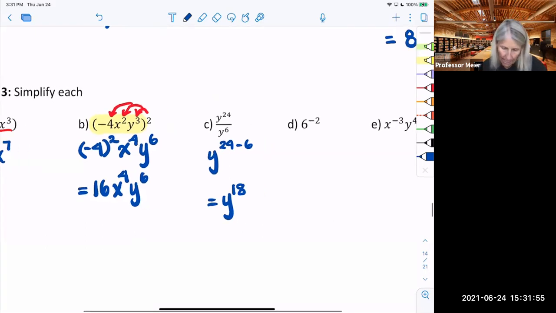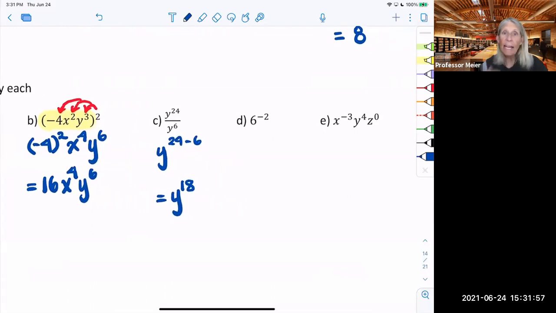Okay, problem D, we have something with a negative exponent. So always with negative exponents, we want to make them into positive exponents. So I'm going to use that rule where I do the reciprocal. So this is like 6 over 1. I'm going to flip it and make it 1 over 6 squared. Now I can make the 2 positive. And then let's do 6 squared and change that to 1 over 6 times 6, 36. 1 over 36.